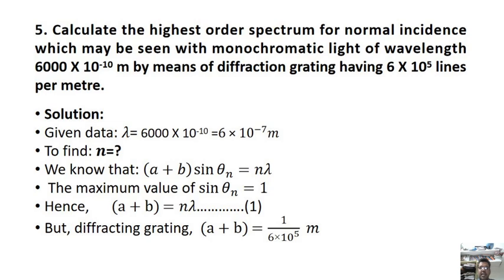First order, second order, third order, fourth order: which one of these patterns will be obtained? That is the highest order at normal incidence which may be seen with monochromatic light of wavelength 6000 angstrom, by means of a diffraction grating. In the given grating plate, there are 6 into 10 to the power of 5 lines per meter. And lambda is given: 6000 into 10 to the power of minus 10 meter.